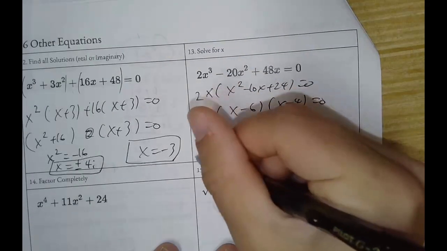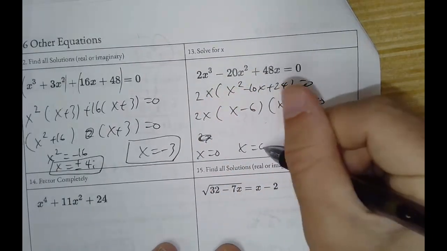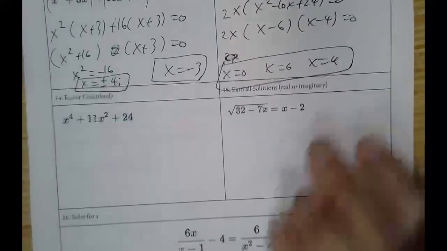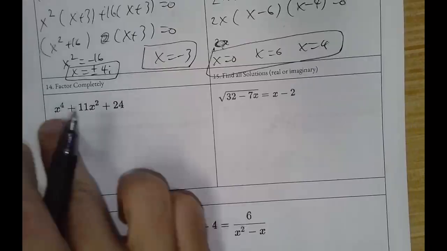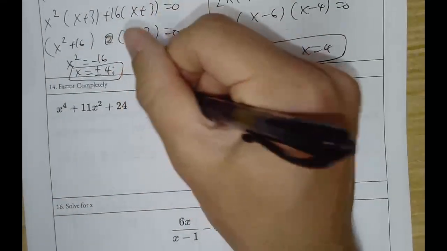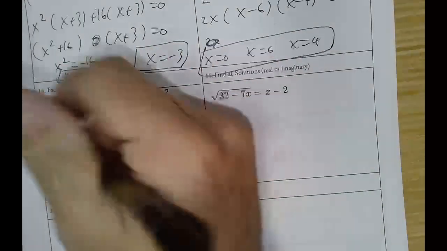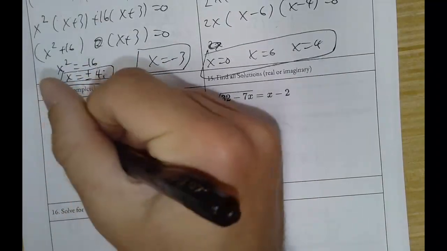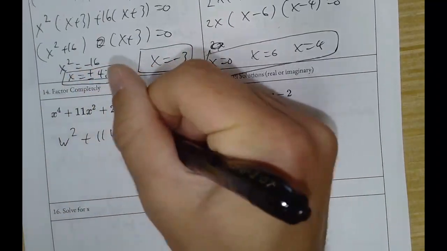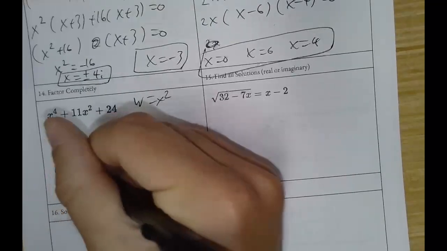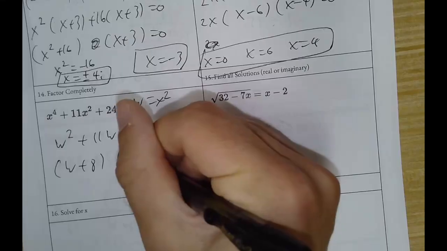So our solution is going to be x equals 0, x equals 6, and x equals 4. For this one, this is a substitution problem, so we have w equals x squared. We're going to substitute w in for that. It's going to be w squared plus 11w plus 24. Now it looks like a quadratic, and I can factor it. (w plus 8)(w plus 3) equals 0.